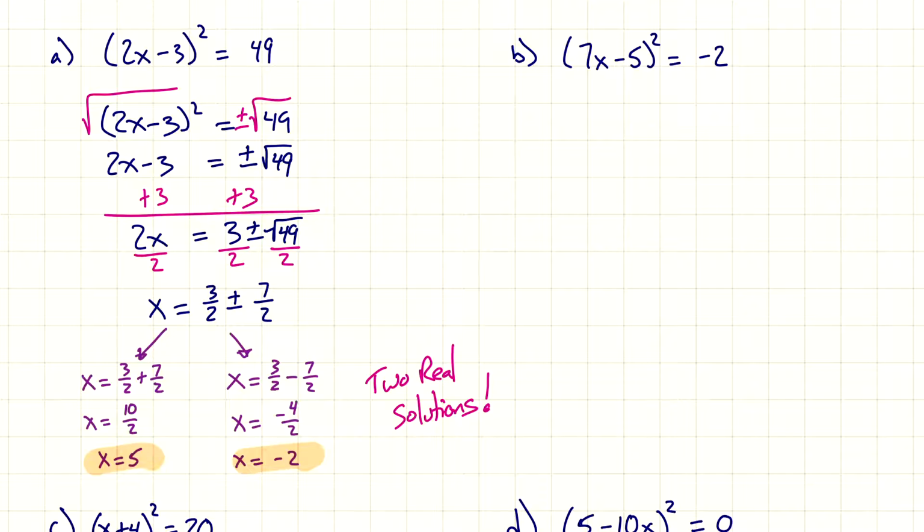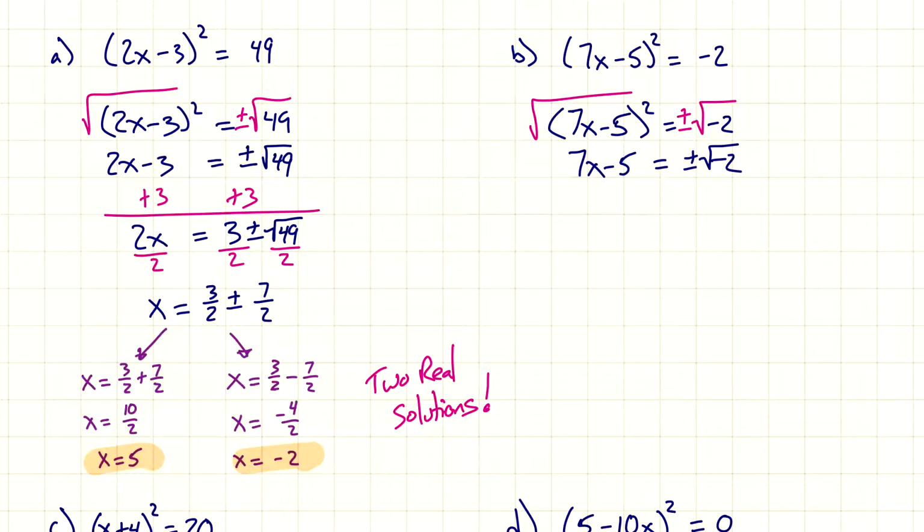And then the second one, let's see. I'm going to copy this over and do the same steps so you notice the same pattern of work. I'm going to take the square root to both sides, plus or minus. And then I'm left with 7x minus 5 is equal to plus or minus the square root of negative 2.